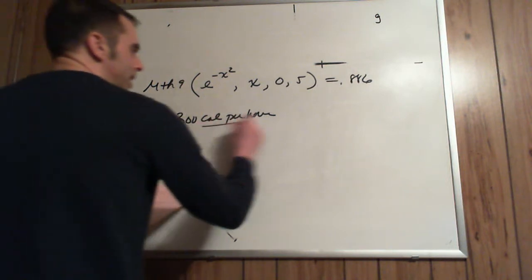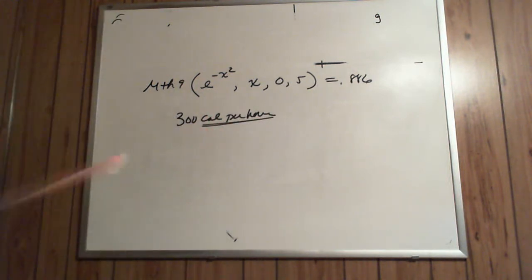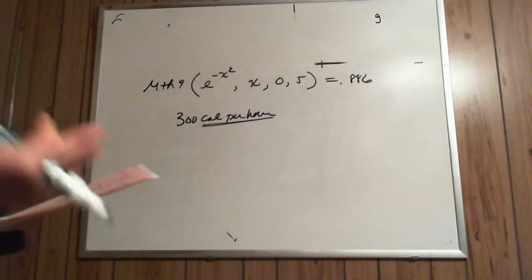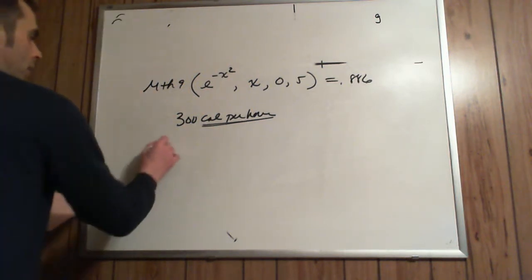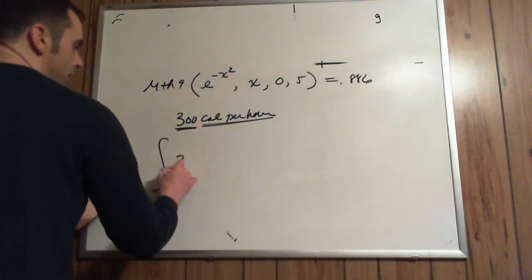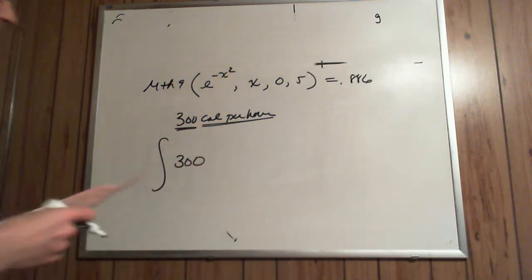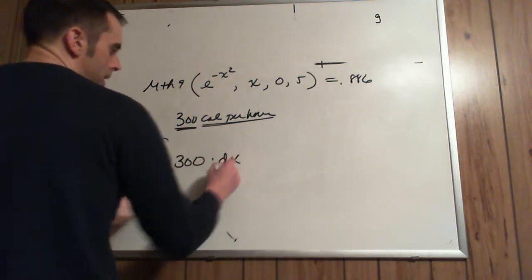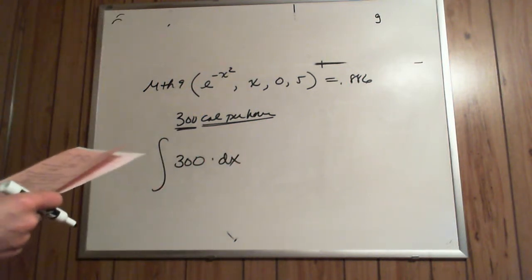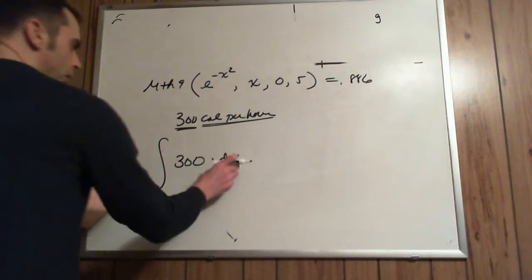So this is a rate. It's like given velocity, miles per hour. So the way we can get back to miles is to take its antiderivative. So we can get back to calories by taking the antiderivative of the function, which is of a constant, 300 calories per hour. Time is measured in hours, so we can just call it dx. So the time is measured in hours.